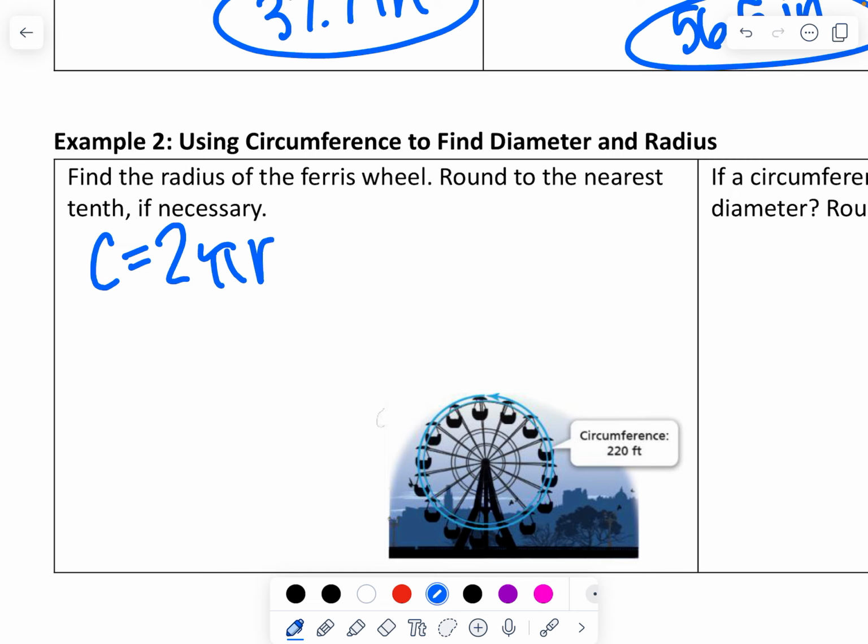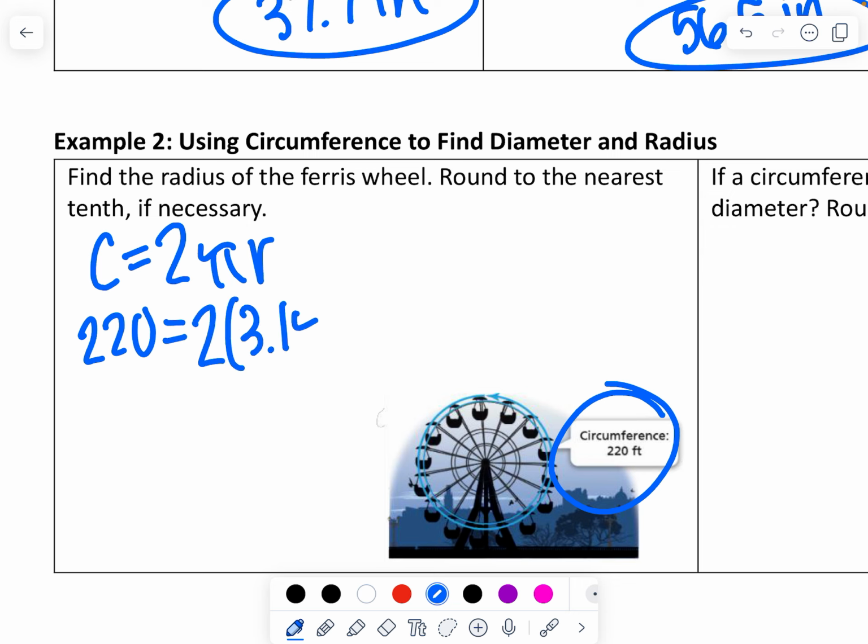And then I have to plug in what I know into my formula. I know the circumference is 220 feet because it tells me right there. So it's going to be 220 equals 2 times pi, which is 3.14, times r. So we have to solve that. My first step, before I draw my line, I can multiply 2 times 3.14 on the right side of my equation. When I do that, I get 6.28 r, and on the left side equals 220.